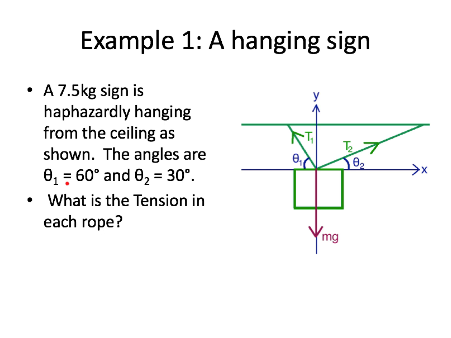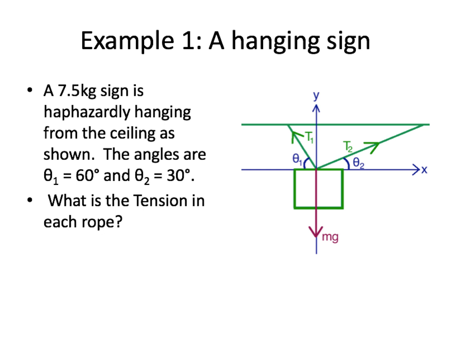The angles are 60 degrees and 30 degrees for theta 1 and theta 2 respectively, and we're asked, what is the tension in each rope? In other words, if I've got these two ropes hanging at these different angles, they've got to balance this weight. So how much force is each of these ropes going to be pulling up with? Now, if I change the angles, the amount of force gets distributed differently among the two ropes.